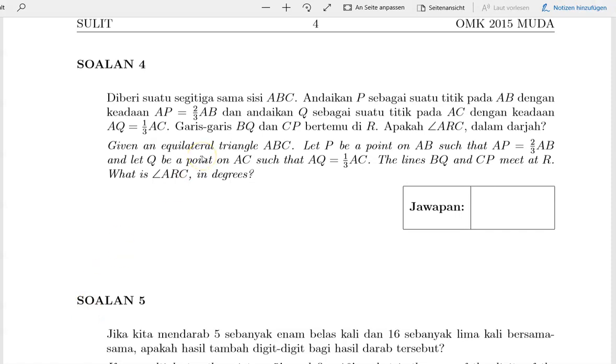Hi guys, welcome back. So this week we'll be discussing the remaining three problems in Part A of OMK 2015 Muda, and we'll start with question 4.